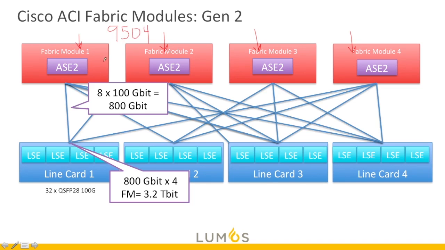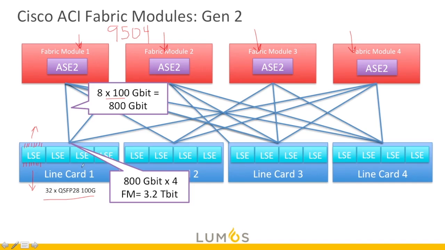Again, we're showing what happens inside of the 9504. We only need 4 fabric modules, and each fabric module provides 8 100 gig links to each line card payload slot. Each LSE provides 8 100 gig links facing back towards the fabric modules, and 8 facing the front. 8 times 4 is 32, so we get 32 100 gig links, and this is enough to provide non-blocking access for all 32 ports, so they can all run at line rate at all packet sizes. So this is the non-blocking fabric here.